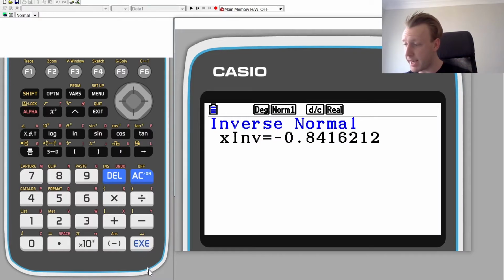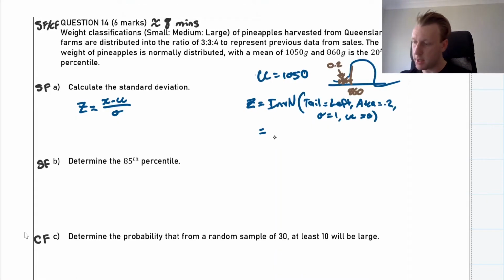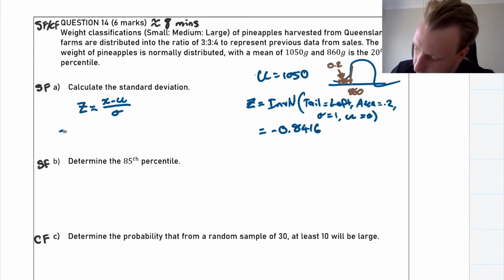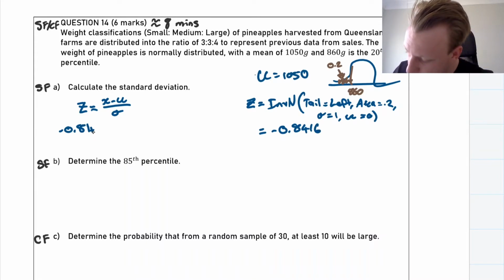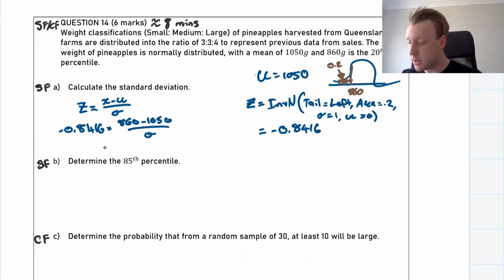Negative 0.8416. Negative 0.8416. So go negative 0.8416 equals x, which is 860, minus the mean, which is 1050, over the standard deviation. Solve that there. And then I'm going to get the standard deviation popping out.